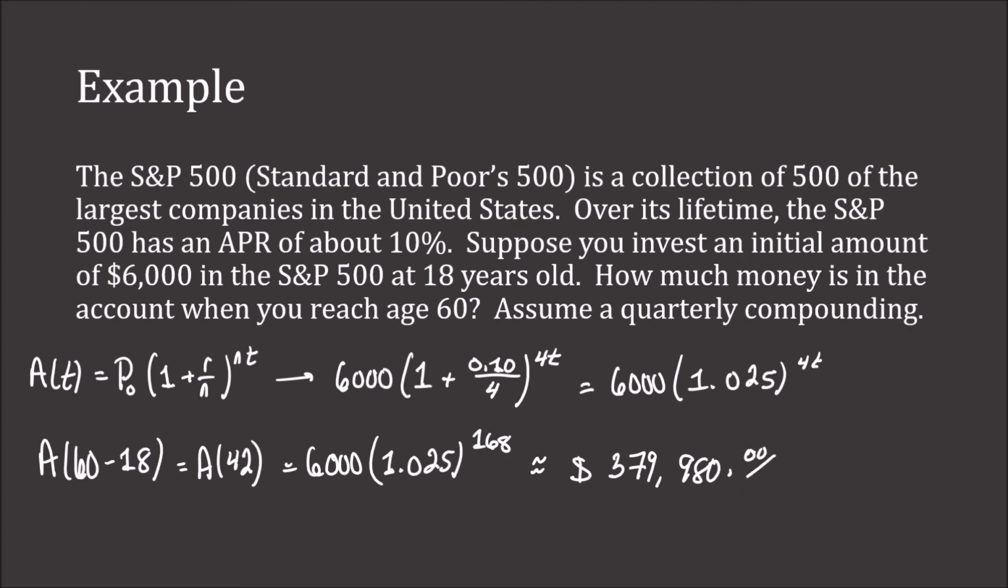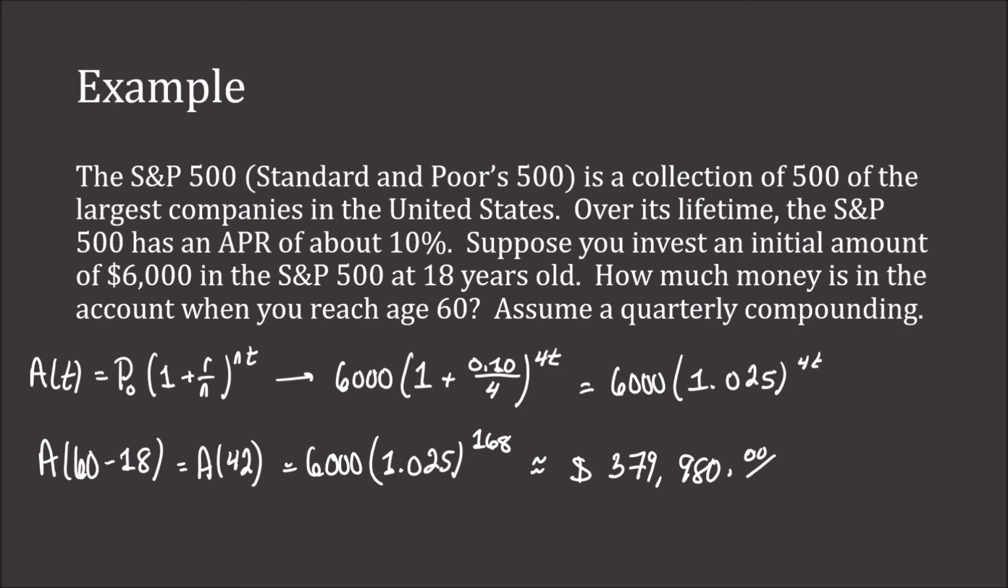Now, this is assuming that you don't add anything to the investment. So you just put the $6,000 in, you just let it sit and grow, and you don't add to the account. Then you'll have $379,980. The problem of adding money into the account as well is a problem that is tackled with calculus. You need the idea of an integral to tackle that kind of problem. So for now, this is the only kind of problem that we can examine.